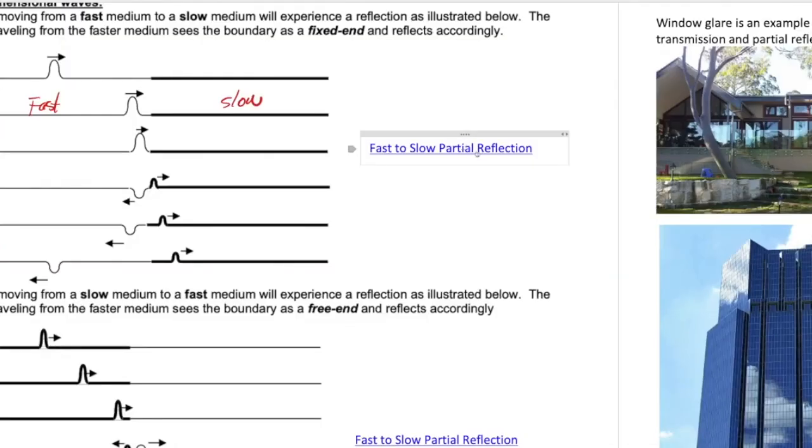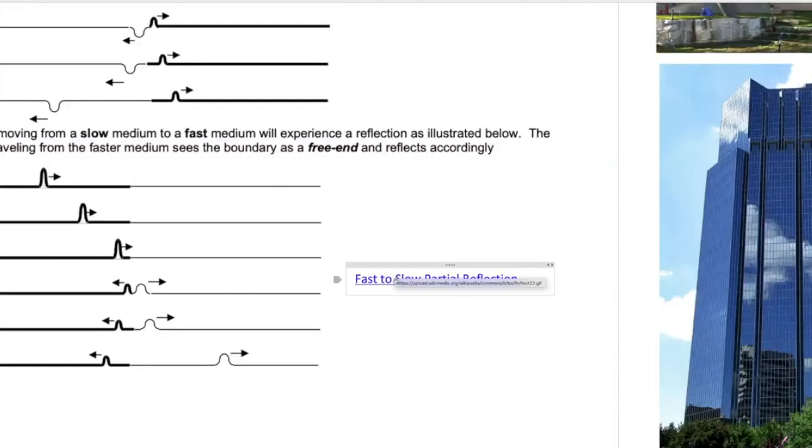So here's some animation. That's going from fast to slow, and you can see that the partial reflection is inverted. So it behaves like it was a fixed end. And then we have partial transmission. And then when we go from slow to fast, going from a slow medium to a fast medium, we had no inversion. So it behaves like a free end reflection.